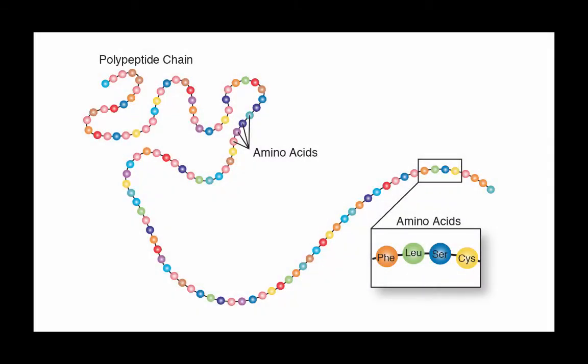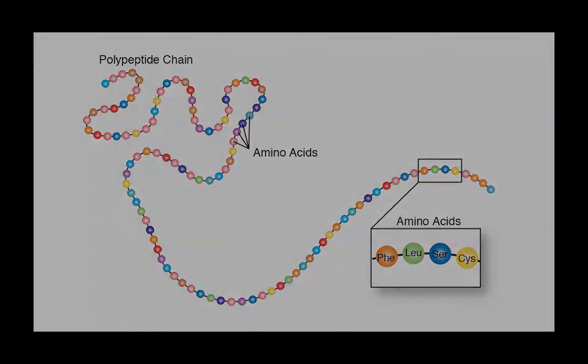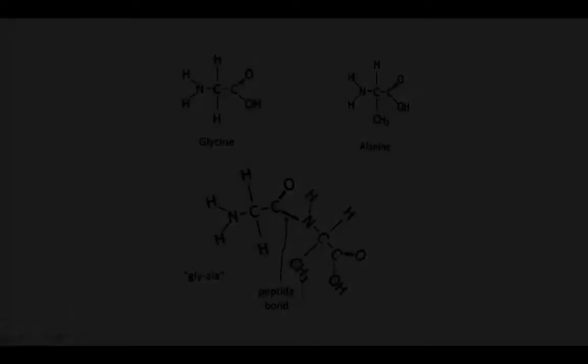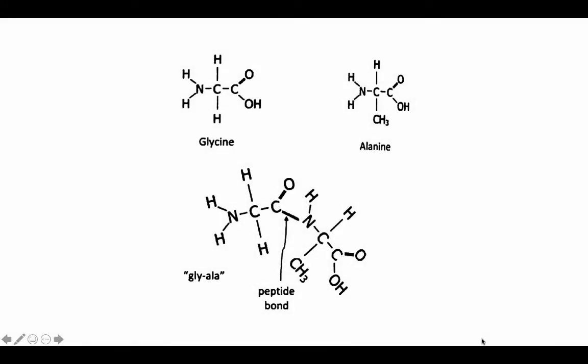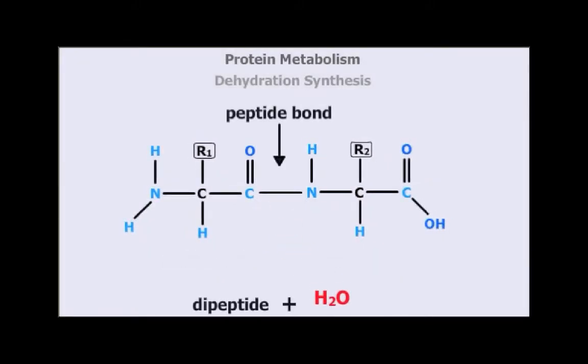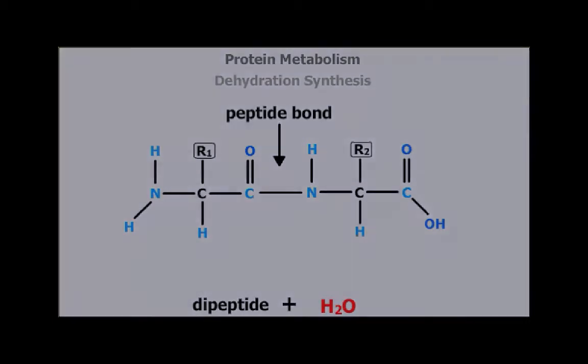When amino acids are polymerized into a single long chain, we call it a polypeptide or a polypeptide chain. This bonding of amino acids is achieved through a dehydration synthesis reaction, where two amino acids are joined together with the help of an enzyme and a water molecule is produced. Here we are joining glycine with alanine to create a dipeptide. This video illustrates how amino acids are polymerized together using a dehydration synthesis reaction, creating a peptide bond.